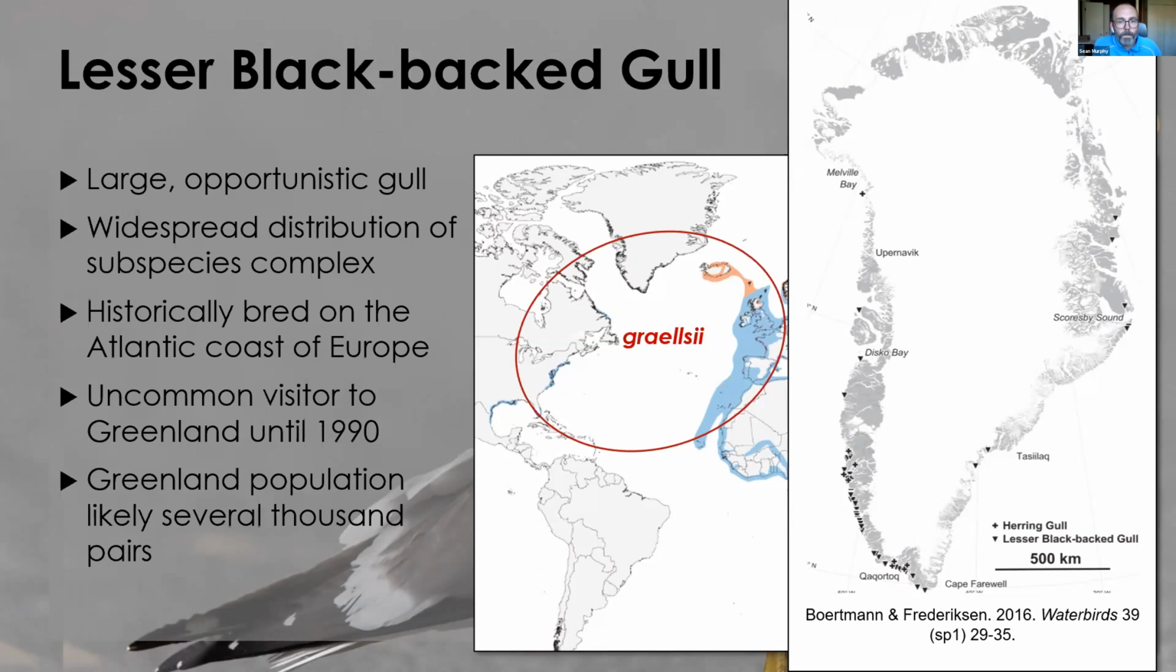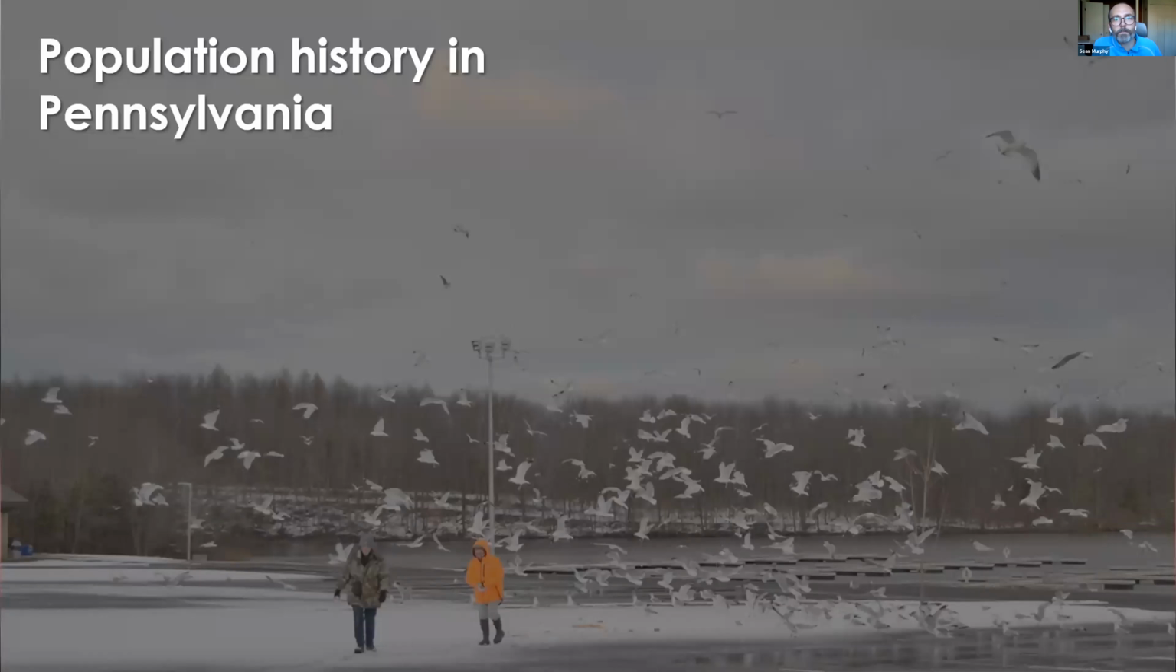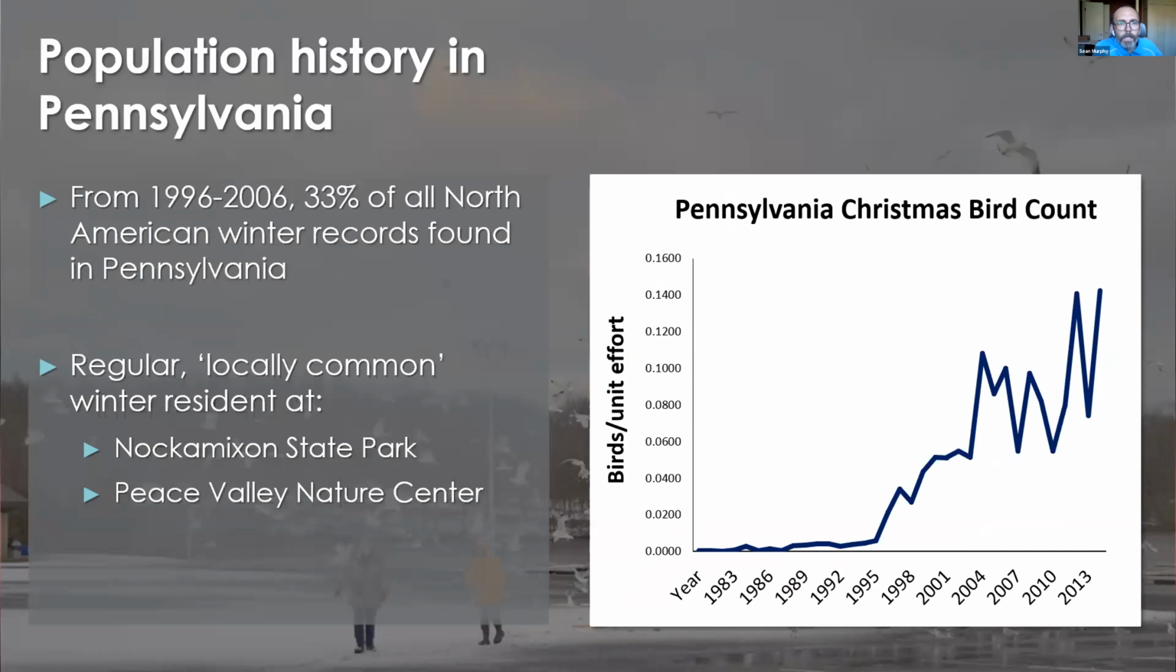So over that same time that the Greenland population exploded, lesser black-backed gulls expanded their non-breeding range to include large portions of North America, in particular, eastern Canada and the United States. In Pennsylvania in particular, it's been recognized as a central location for wintering lesser black-backed gulls. There was a study done to look at the records and accounts from 1996 to 2006, and it looks like about a third of all North American records occur in Pennsylvania.